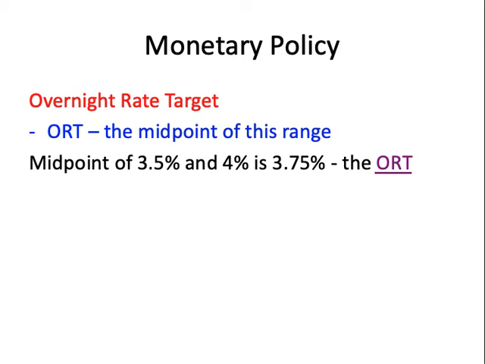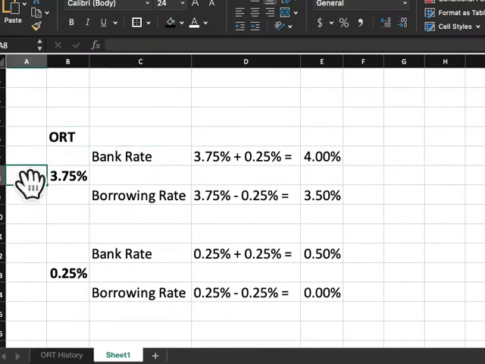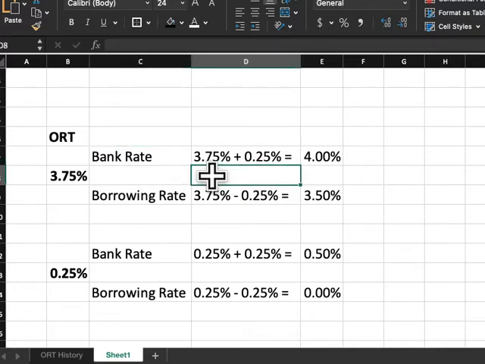So let's look at this a bit more empirically, so hopefully you can understand it to the fullest degree. And so if we go here to this Excel sheet, our first example shows the overnight rate target at 3.75%. That's what the Bank of Canada will set that number. And then when that number is set, the bank rate and the borrowing rate will also be set. Okay? And so the bank rate is always going to be set at 0.25%, or 25 basis points, above 3.75, which is the overnight rate target, which will give us a 4% bank rate.